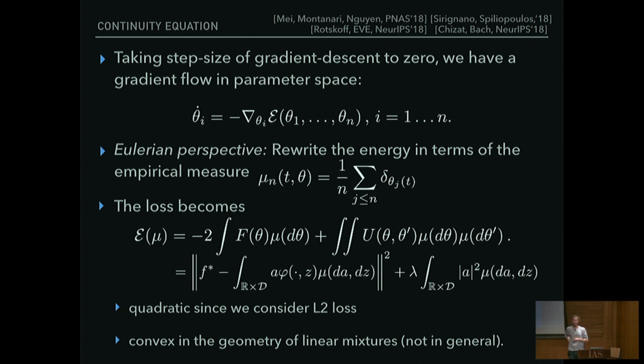What we get in return is that now the problem has a very suggestive form: it's something that is basically a convex problem with respect to the measure, right? So it's actually quadratic with respect to the measure. In particular, it's convex in the geometry of linear mixtures, but it's not convex in general, because now we have moved into a more exotic space where we are not points in a Euclidean space, we are basically manipulating measures, right? And so one needs to be careful about the convexity statements.